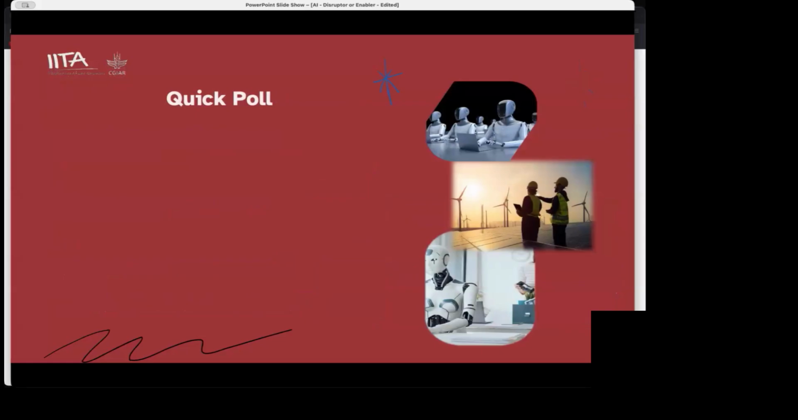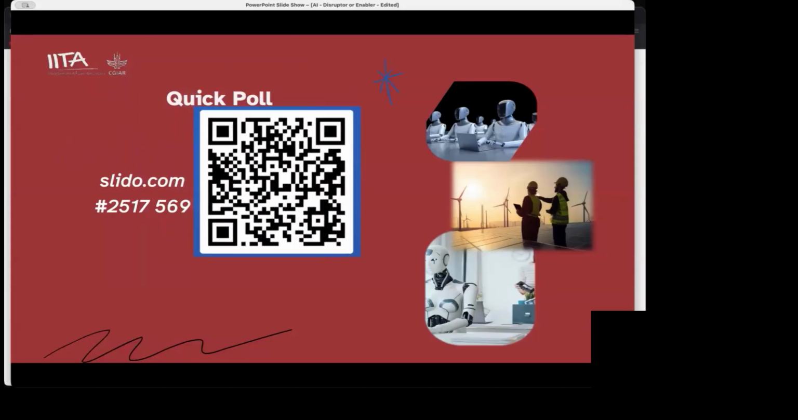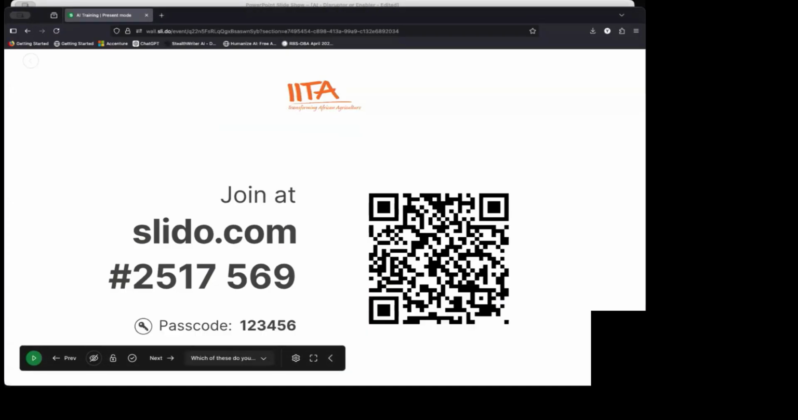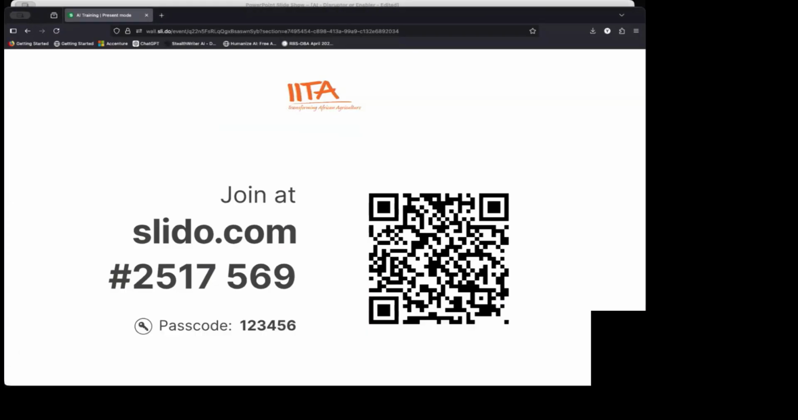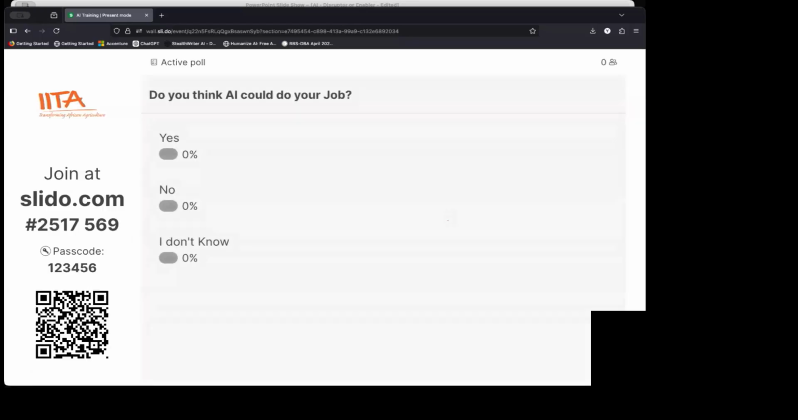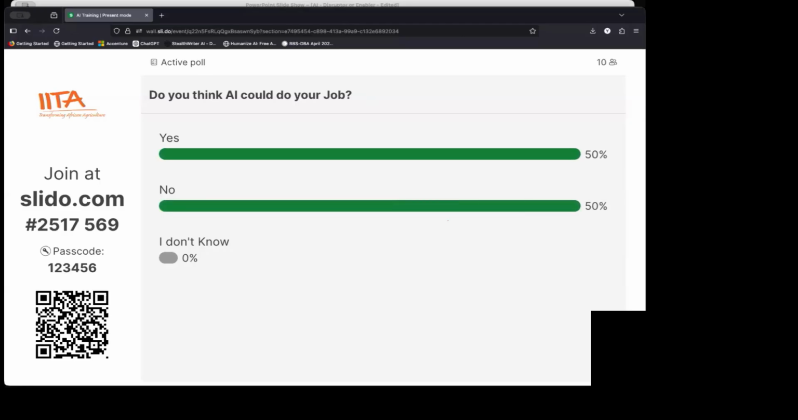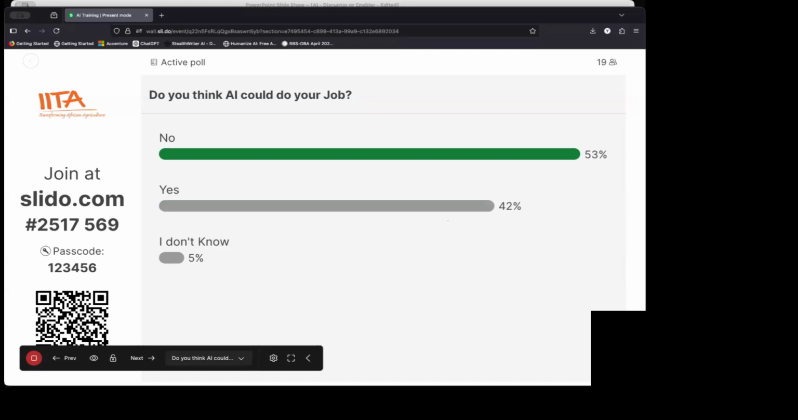Again, I want us to do a quick poll. Remember, I told you that as I go along with the training, there will be interactive poll sessions. So here, I again want you to either go to slido.com with our code or scan the QR code. The question now is: from what we just listened to, do you think AI could do your job? The answer is yes, no, or I don't know. Do you think AI could do your job?